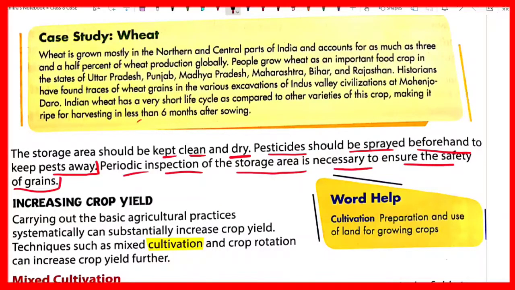Okay, so periodic inspection must be applied manually so that we can ensure that the food grains are being saved from pests and moisture.